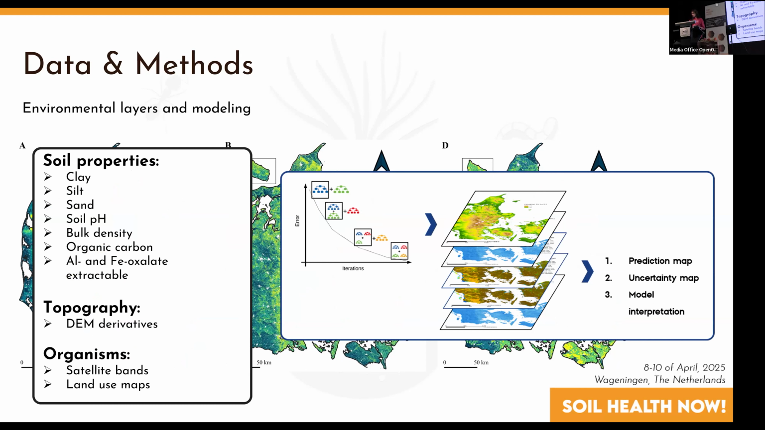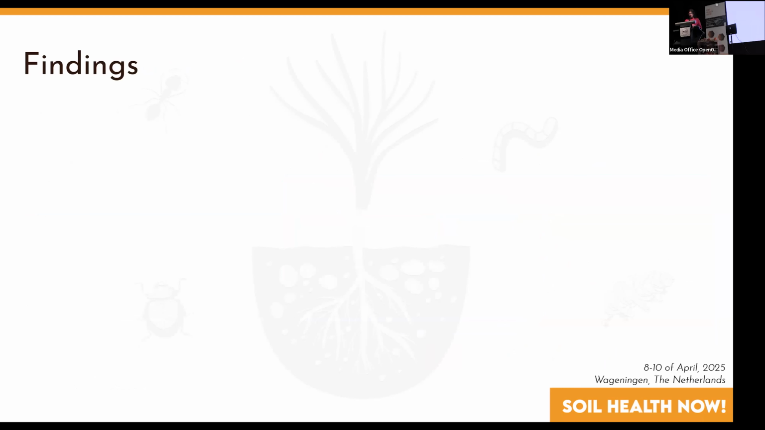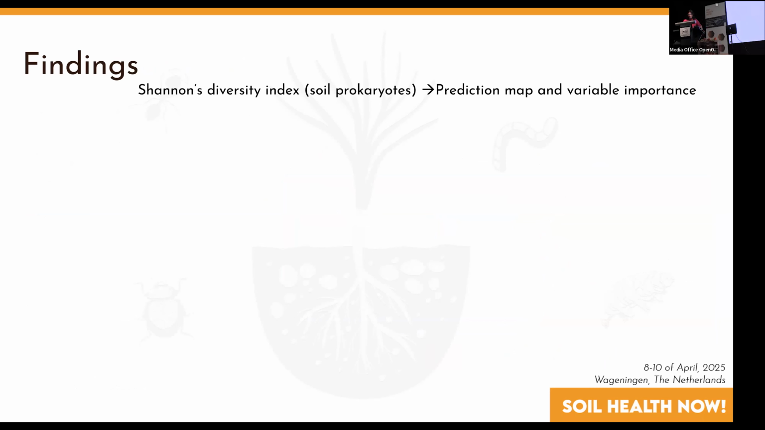In a very usual framework of digital soil mapping, we try to use machine learning models along with these layers to produce prediction maps, uncertainty maps, but more importantly, to try to understand what we are mapping. That's a very important part: to understand the predictions, interpret them, and then it's like a baseline to figure out how to use the information. So let's go with some findings. It's an ongoing job, so some partial findings. Let's see Shannon diversity maps.